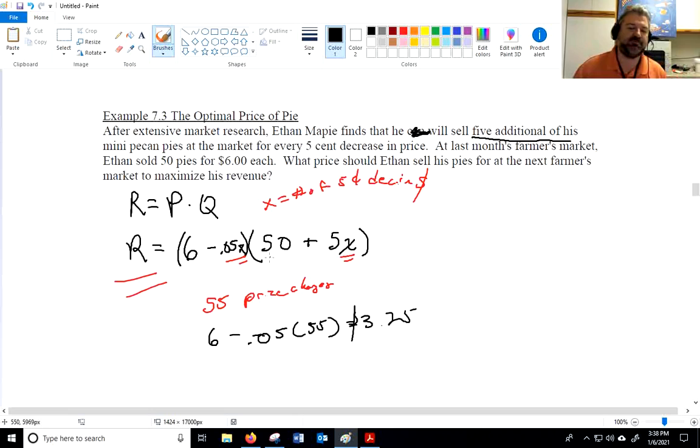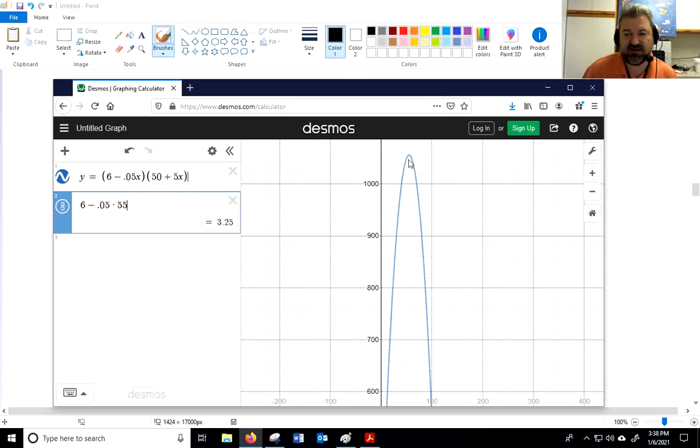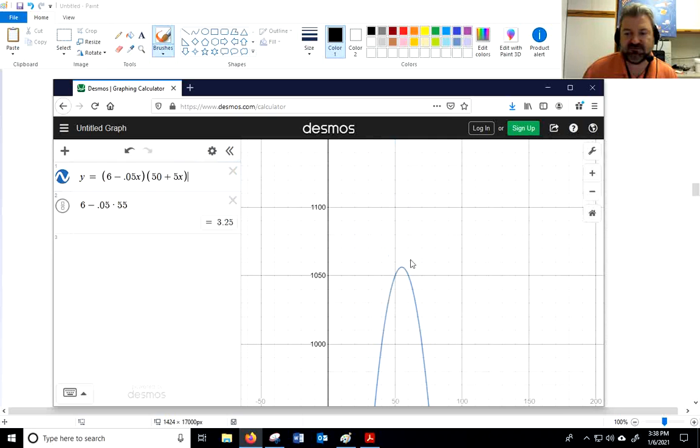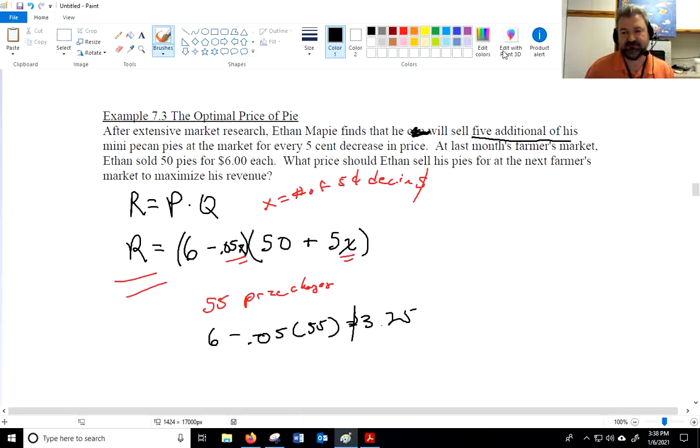You might think, well, what happens if you were to decrease the price even more? Decrease it down to $3.20. Well, if he decreases it down to $3.20 by going with 56, what ends up happening is that, yes, Ethan will sell more pies. We know he'll sell 5 more pies. But because of the decrease in price, he's getting so much less per pie over all of them that it ends up not to be worth it.